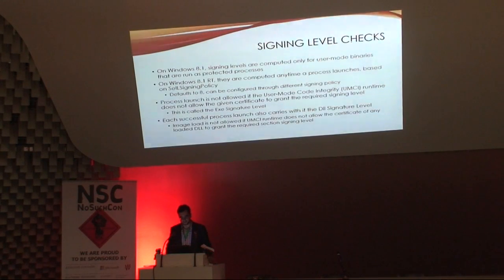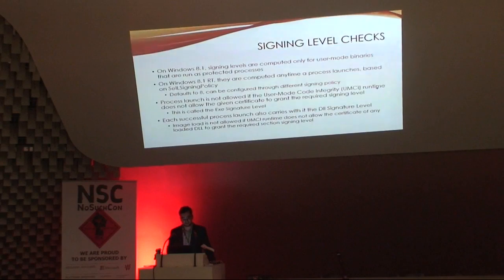Now, how are the numbers used? So the numbers are basically used depending if you're on a desktop system or on an RT system, so like a Windows Phone or Windows tablet, so in an embedded system. On desktop systems, they're only used for protected processes. So we'll talk about protected processes, and then we'll see how these things are actually used. On Windows RT, though, on embedded systems, these are computed anytime you launch anything.